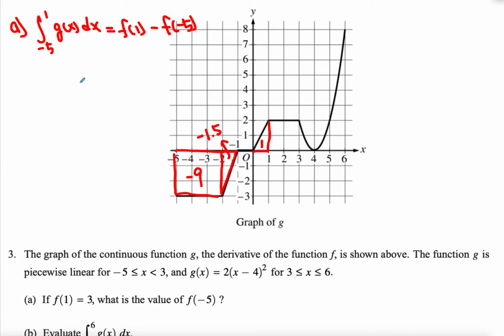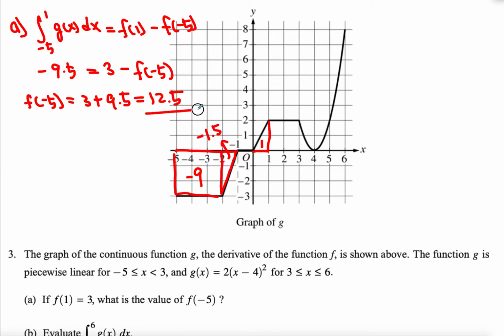So the total from here to here, we get negative 9.5. And f of 1, they told us, is equal to 3, minus f of negative 5. Then f of negative 5 must be equal to 3 plus 9.5, which is equal to 12.5. That becomes our first answer. Let's look at part B.